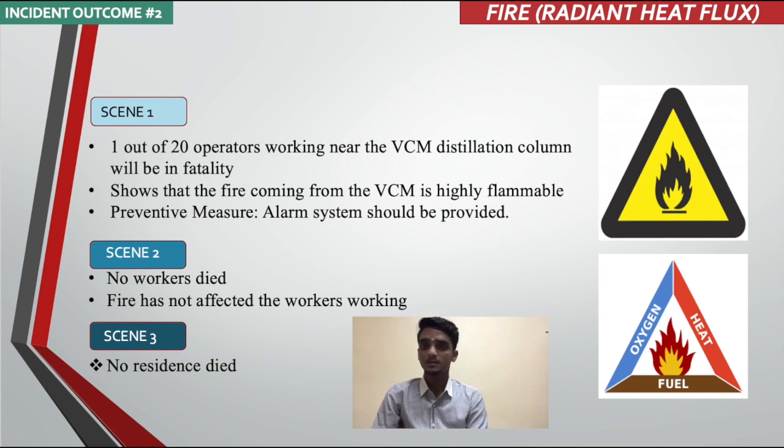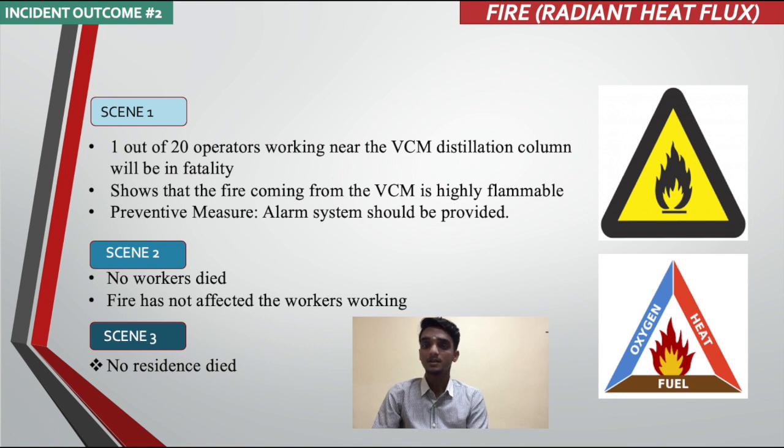There are three main scenes that we have tabulated. The first one is a plant having 20 operators working in a process area day and night time. Scene 2 is about the administrative office, which is located about 500 meters from the process area with a population of 40 staff in the daytime.